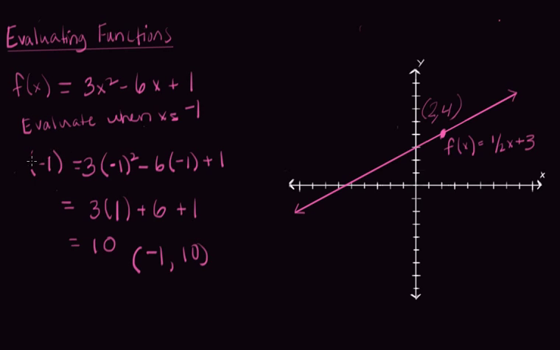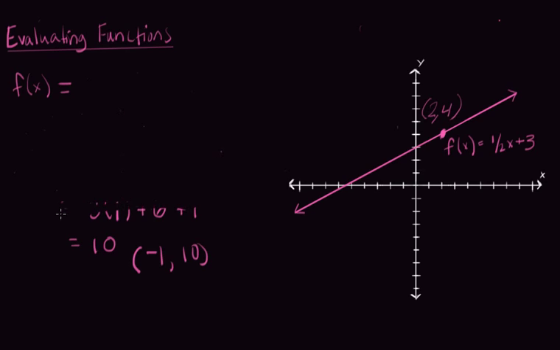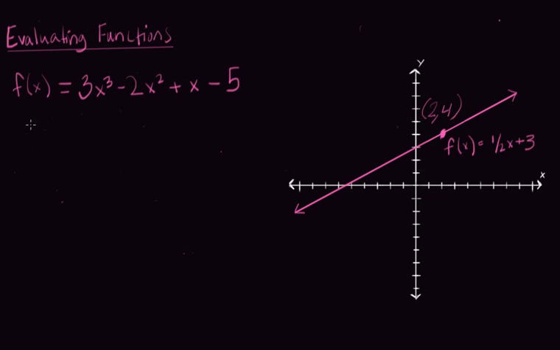Okay, so let's try another function. This time I want to try a cubic function. A cubic function is a function that has x cubed in it. And let me just erase this real quick. So we are going to try f of x equals 3x cubed minus 2x squared plus x minus 5. Okay, and we're going to evaluate when x equals 2. So we're going to put in f of 2, and then wherever I see an x, I'm going to write a 2 instead. So 3 times 2 cubed minus 2 times 2 squared plus 2 minus 5.